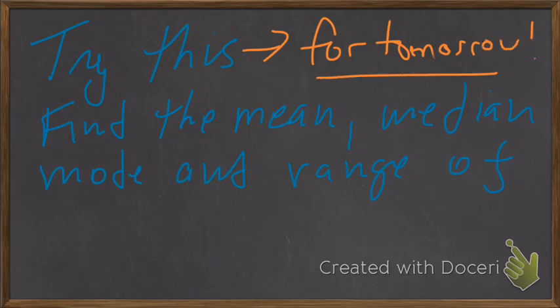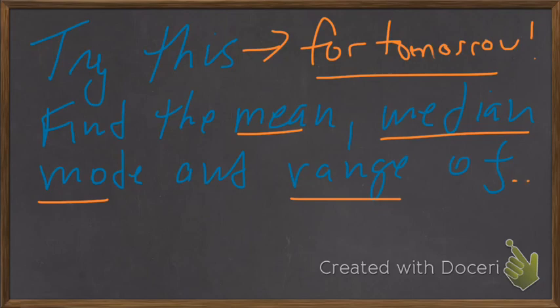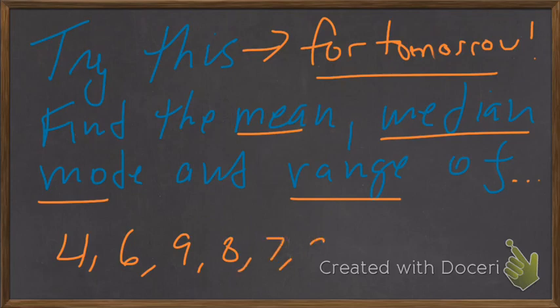So let's get a set of numbers in here. Find the mean, which is the average, median, mode, and range of these numbers. We're going to say 4, 6, 9, 8, 7, 9, 10, 4, 7, 6, 9. That's 11 numbers, which is good enough.